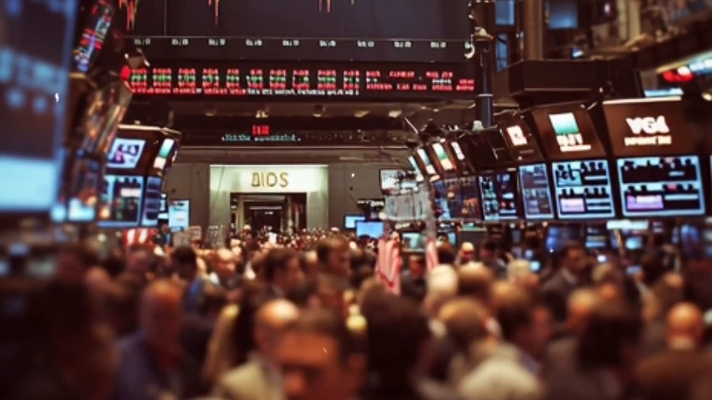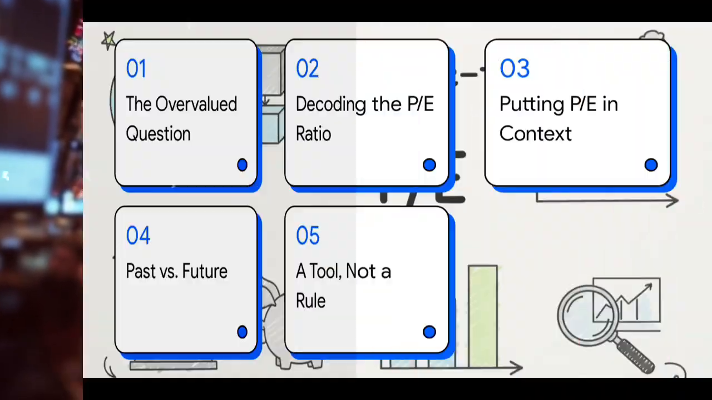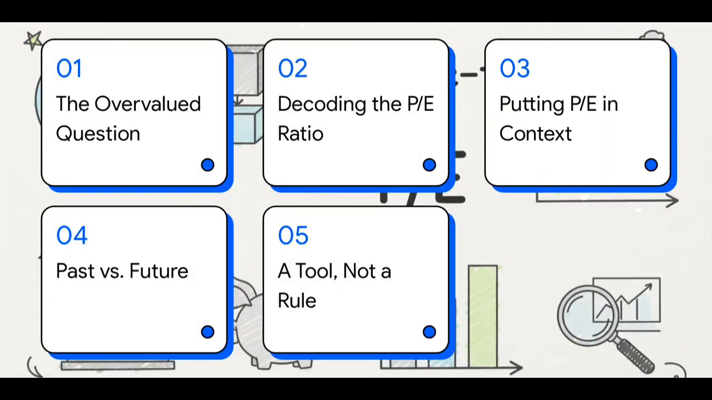So here's our game plan for the next few minutes. We'll start with that big, overvalued question. Then we're going to decode the PE ratio itself. After that, we'll talk about why context is everything, look at past versus future numbers, and wrap it all up with why this is a tool, not some magic rule.